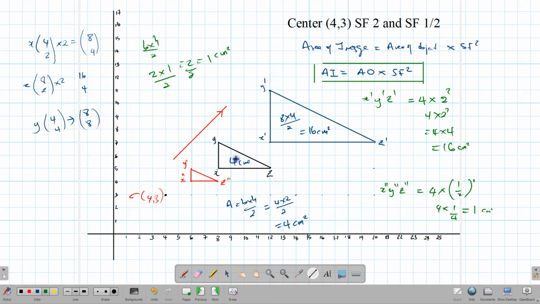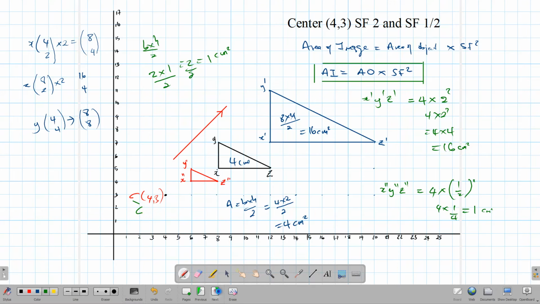So this is pretty much how we do enlargement using a scale factor 2 and a center that is not the origin. So remember now, when the origin is the center, you can simply multiply the coordinates. But if the origin is not the center, as in this case, this is our center, then we have to multiply the distance. So you count the distance to the point and you multiply that distance.